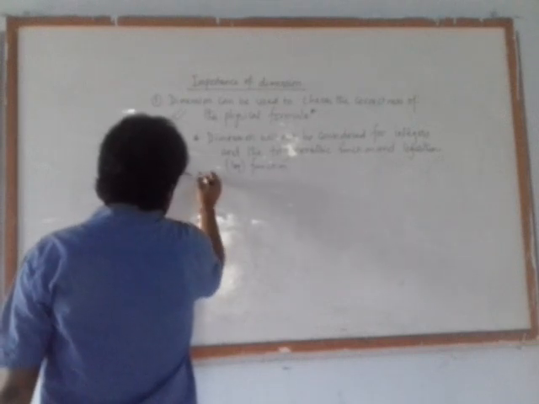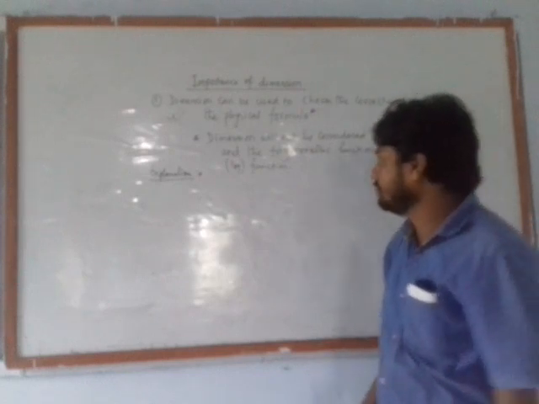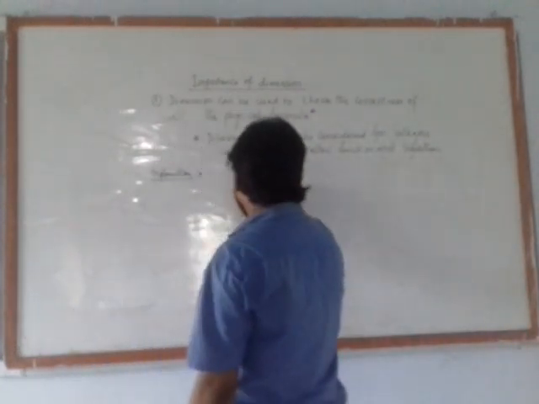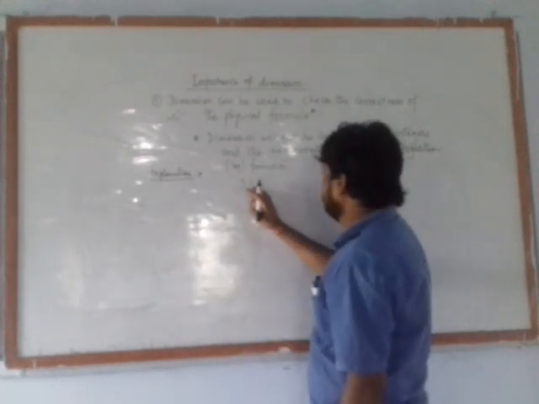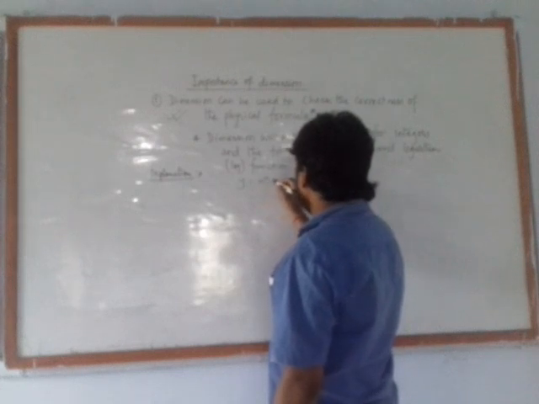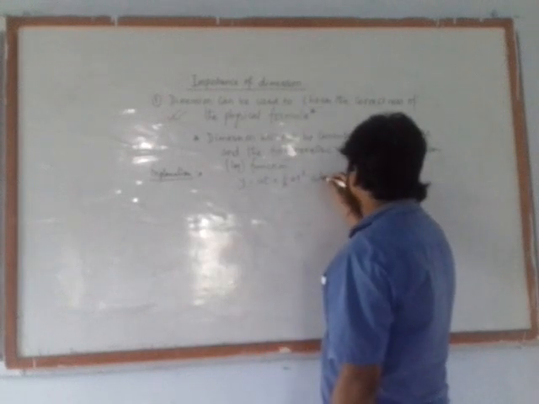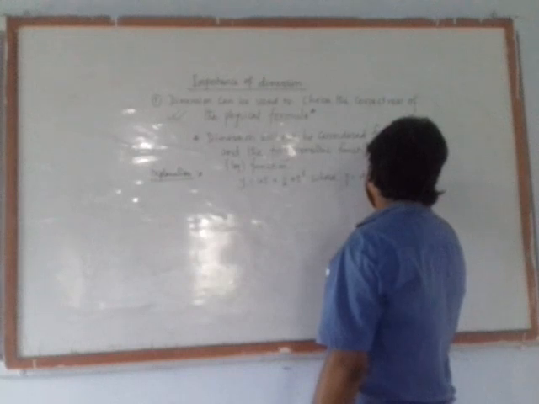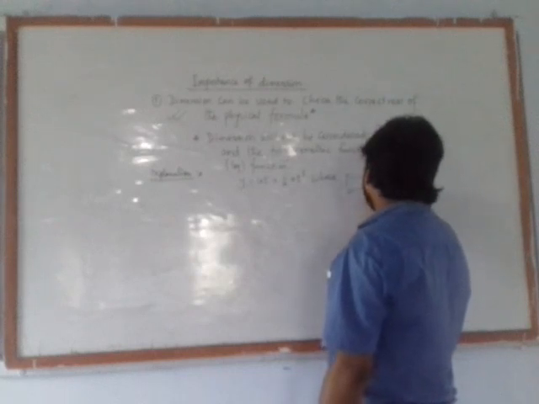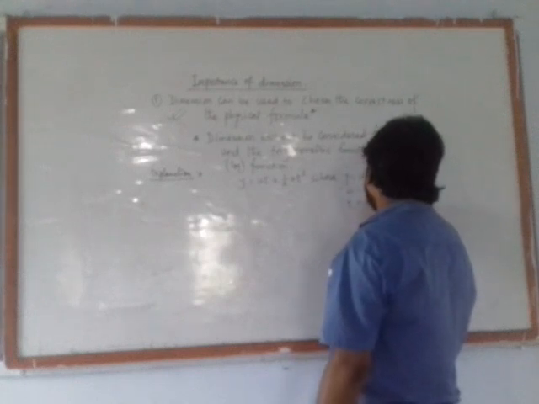So we have many physical formulas. Like a very simple formula I am going to use. Suppose you are given that y is ut plus half at square, where y is distance, a is acceleration, t is time, and u is speed.